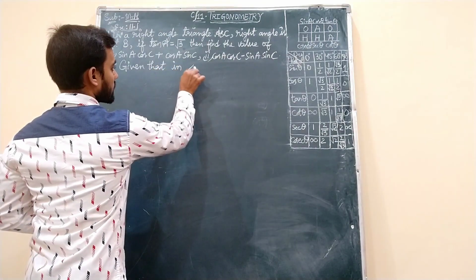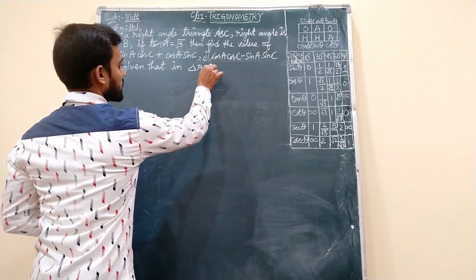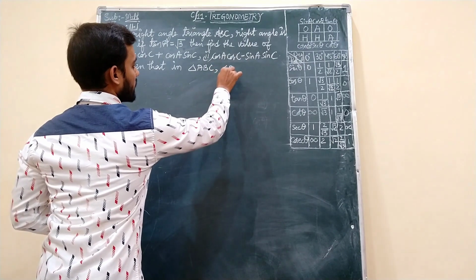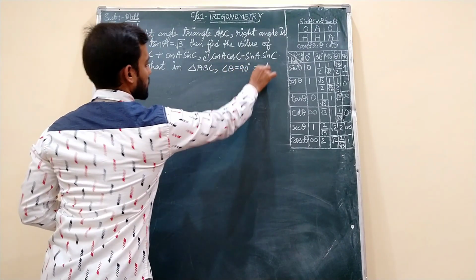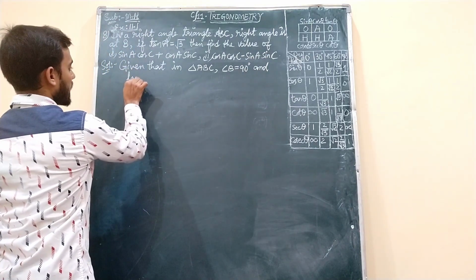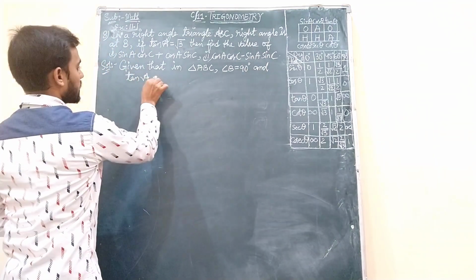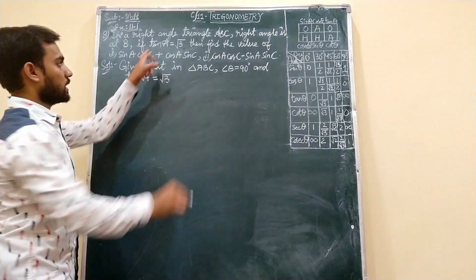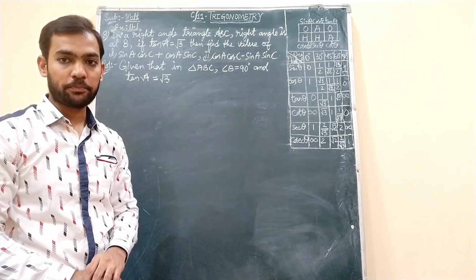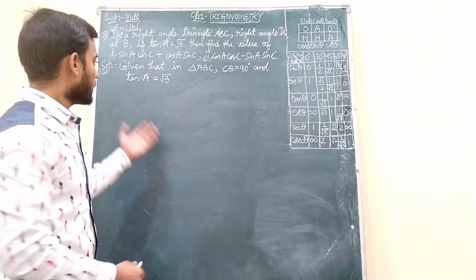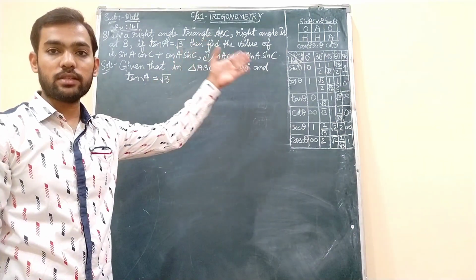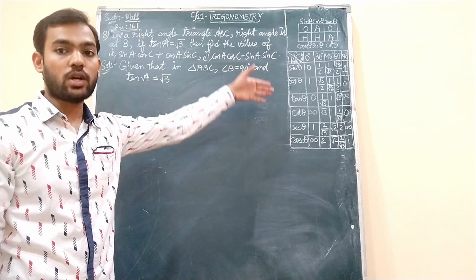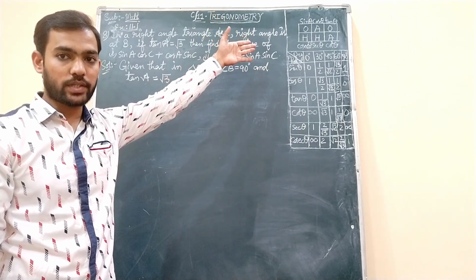in triangle ABC, angle B is 90 degree and tan A equals root 3. This is also he has given. As I said, again I am repeating, whenever some trigonometric ratio is given, that value you should check first in specific angles. If it is not there, then we will go for ratio of sides of the triangle.